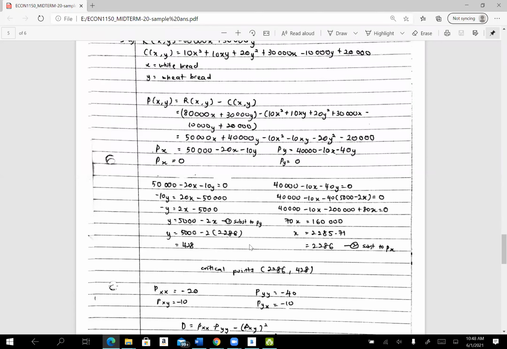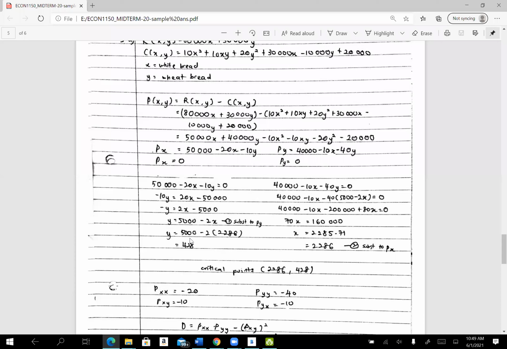So if you look at this solution, dia substitute y itu dalam dia. Okay, and then you got x equal to 2286. Yeah, that's true. That's correct. So kita dapat y equal to 5,000 minus 2x ni, and then you substitute into py. So you dapat ni. Okay, and then you get x 2286, and then substitute back into the y, you get y 428. That is the critical point.